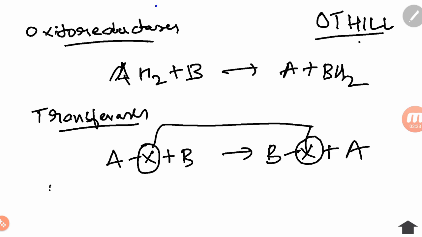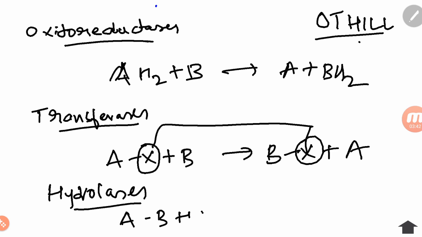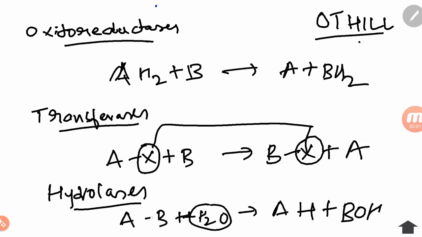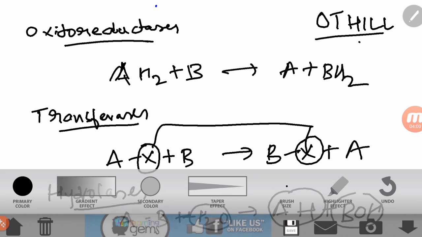And the third one is H, that is hydrolases. Hydrolases are the enzymes that are involved in the hydrolysis of a compound or molecule. For example, AB plus H2O gives rise to AH plus BOH. This water molecule causes the hydrolysis of this molecule and gives rise to AH and BOH. So this is called hydrolysis.